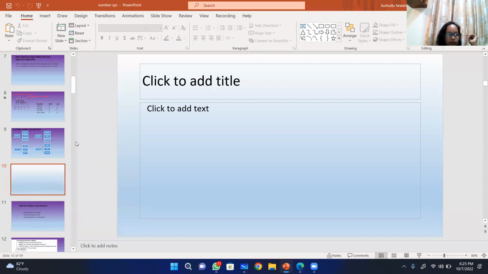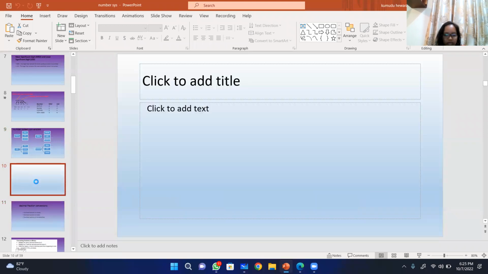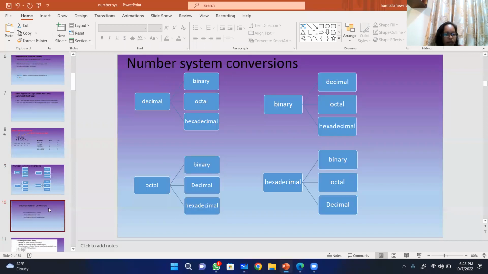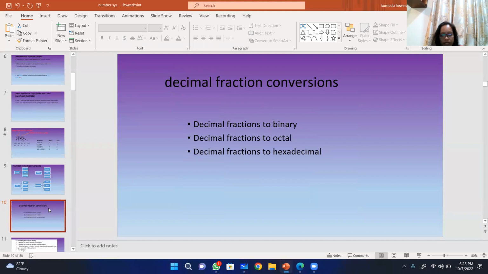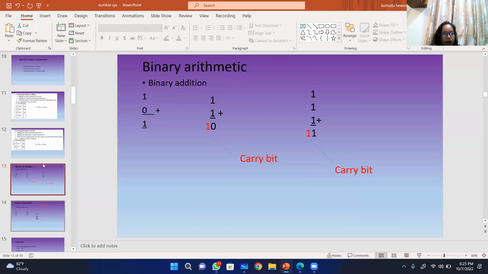Now we are in the 9th slide and we have completed up to the 9th slide, right? Sorry, in my case it's 9, maybe you are different. Then decimal fractions also we did. The next part is the binary arithmetic. The next day we have to start with binary arithmetic. There we are going to add the binary numbers together as well as subtract the binary numbers.